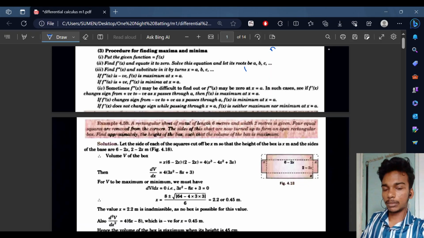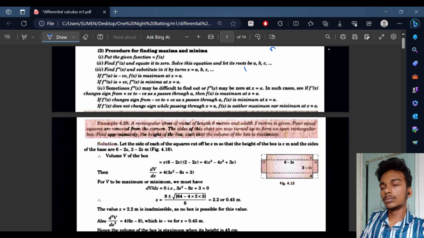Hi guys, welcome back. Today we are going to discuss the topic applications of differential calculus. I hope you guys have a basic idea of what is meant by differentiation, how it's carried out, and what the differential outputs are for different basic functions.